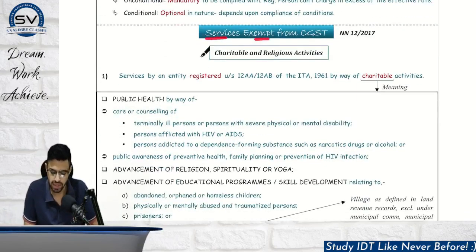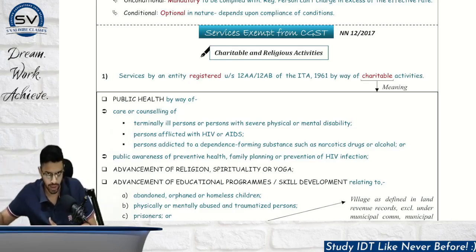Let's start with the services exempt from CGST notification number 12 2017. This is important to learn, but even if you do not quote it in the exam, that is perfectly all right. First we will start with CGST. Whatever exemptions are covered in CGST are also covered with respect to IGST.